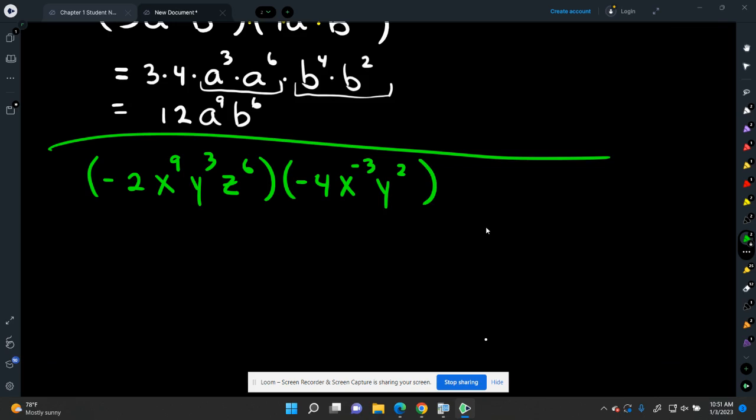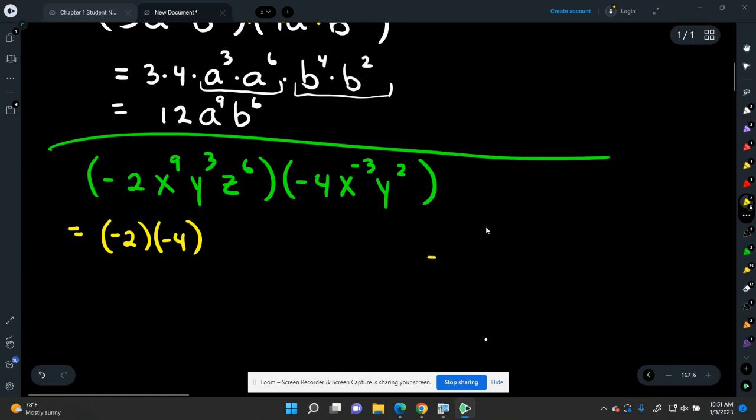Okay. So we're going to group our like terms. So we're going to do negative... I'm going to use parentheses. Anytime I have negative numbers, it helps me to use the parentheses. Because I have negatives, I'm using parentheses. Otherwise, if you write it like this, -2 times -4, it looks like minus. It looks like -2 minus 4. And that gets confusing. So when I have negative numbers, I use the parentheses.